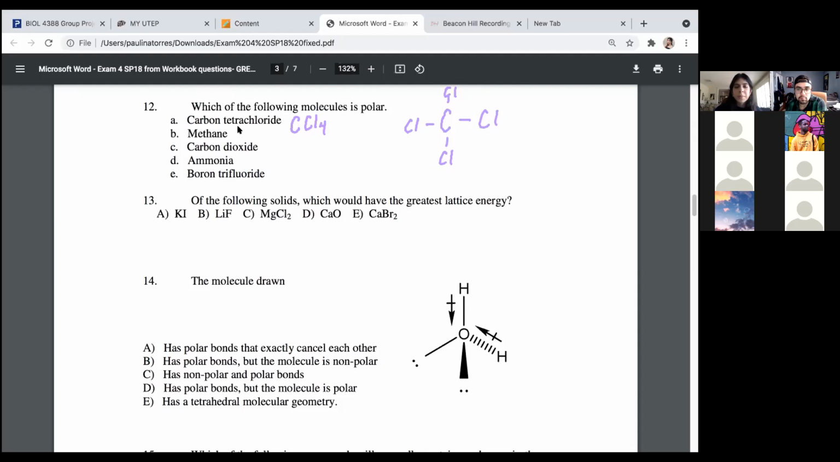I'll try to get a different color for each. Methane. Does anyone remember the formula for methane? CH4. Perfect. Same thing here. We'll do C surrounded by 4 H's. Okay. Carbon dioxide. CO2? Mm-hmm. Okay, so I'm just going to draw.